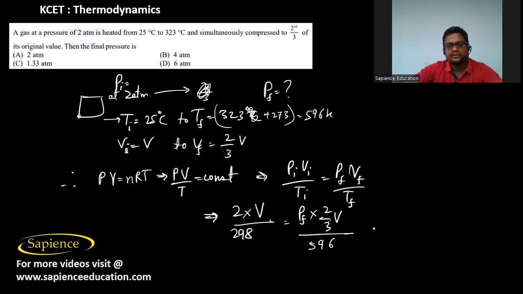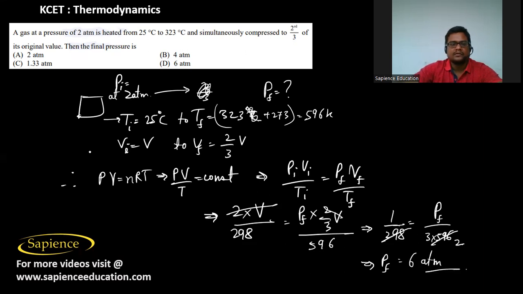So here 2V and 2V will get cancelled. This will be equal to 1 by 298, that is equal to P final by 3 into 596. Now 298 into 2 is equal to 596. So P final will be equal to 6 atmosphere. So option D is the correct answer.